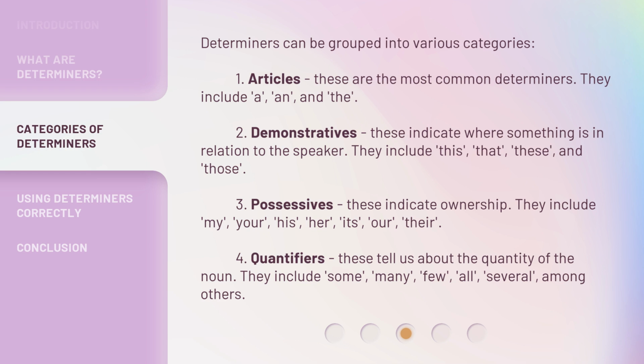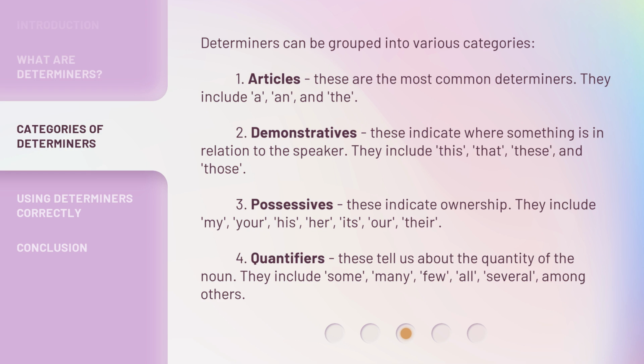Determiners can be grouped into various categories. 1. Articles. These are the most common determiners. They include a, an, and the. 2. Demonstratives. These indicate where something is in relation to the speaker. They include this, that, these, and those.